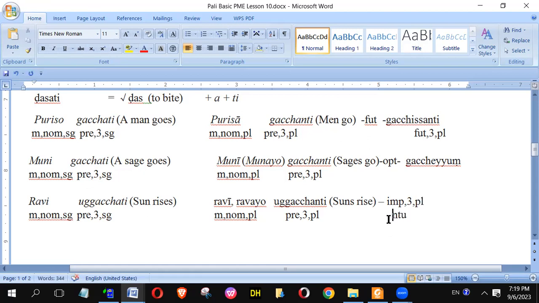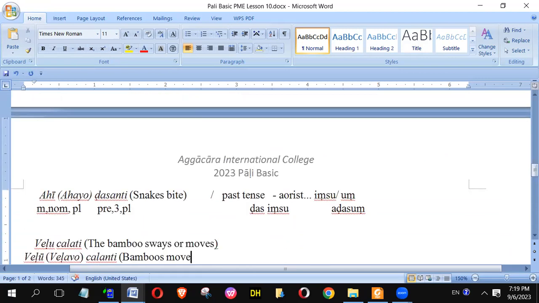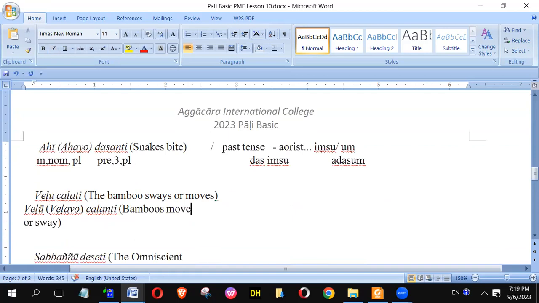Okay. So how are you going to make it? Uga chantu. Yes, uga chantu. All right. So like this, you all can write your own exercise and you change accordingly. Okay, so next one, we still have this one.